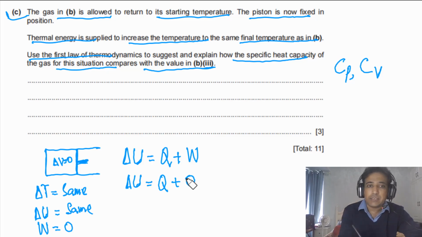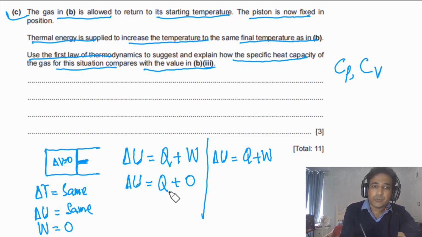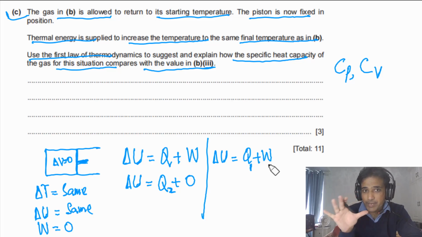And in the last case, so this is the new situation now. In the last case we have delta U that was equal to Q plus W. So we can say this one is Q1 and this one is Q2. In this case gas is expanding. Very important point, gas is expanding. As gas is expanding, it means work done by gas is positive, but work done on gas is negative.